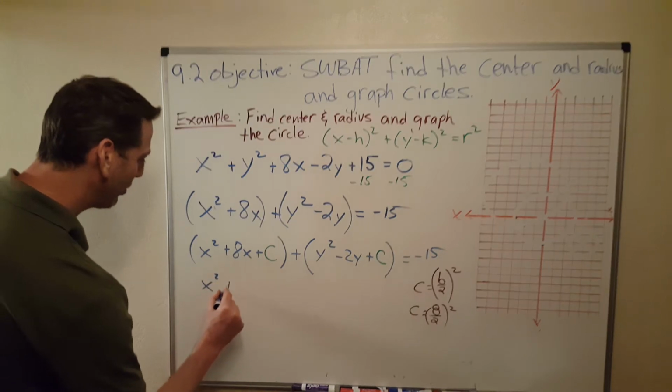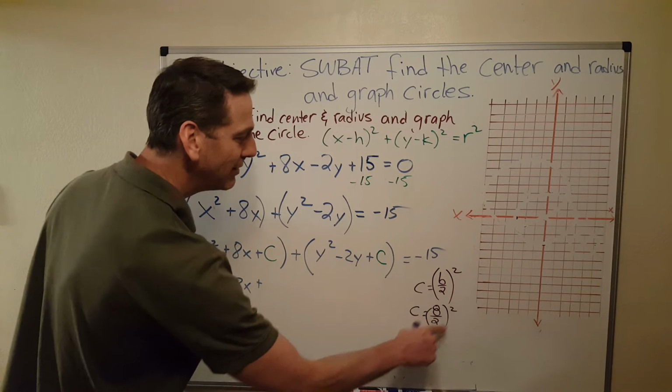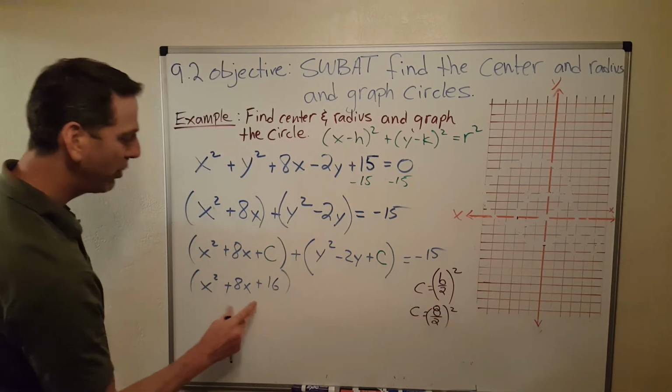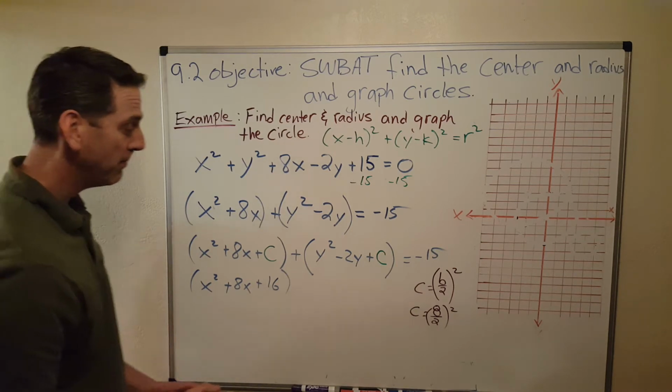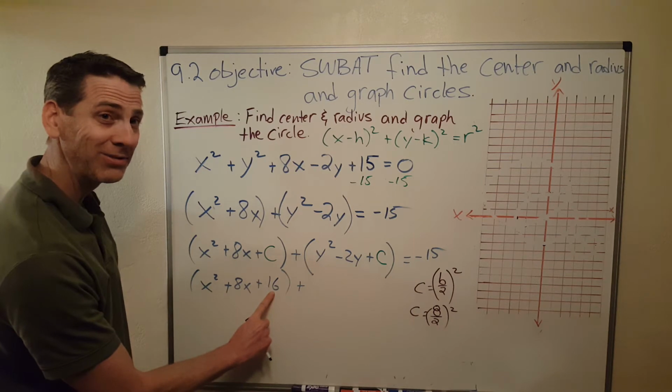So x squared plus 8x plus c needs to be 16 for this to be a perfect square trinomial. By the way, you'll notice that 16 is a perfect square, isn't it? Square root of 16 is 4.